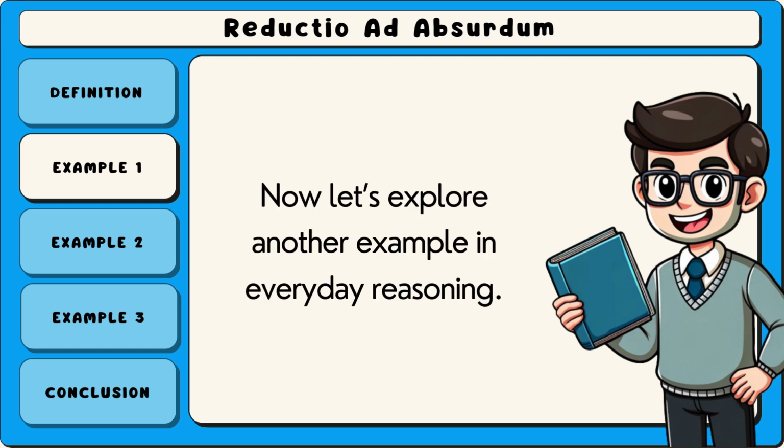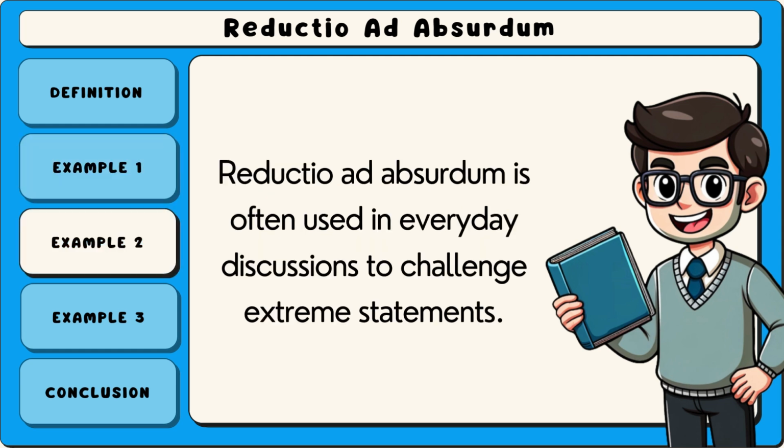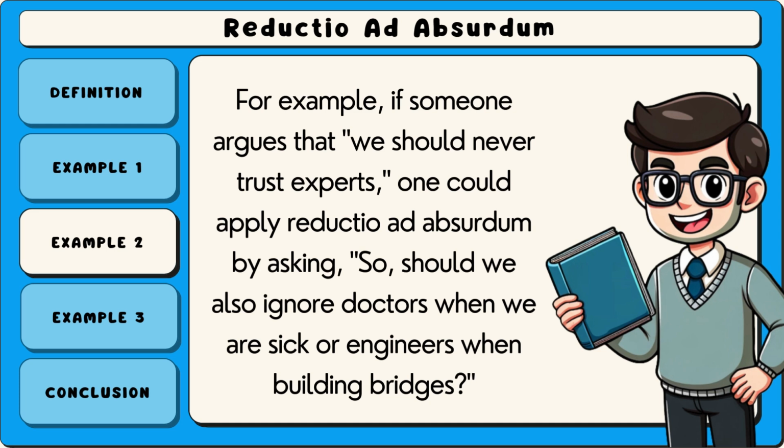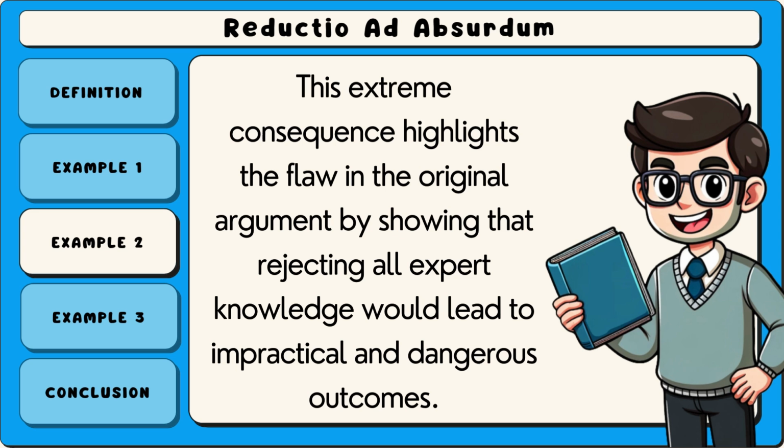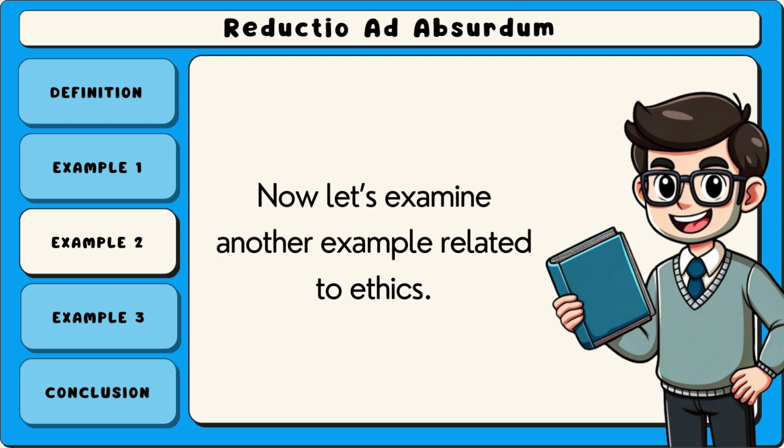Now let's explore another example in everyday reasoning. Reductio ad absurdum is often used in everyday discussions to challenge extreme statements. For example, if someone argues that we should never trust experts, one could apply reductio ad absurdum by asking, "So should we also ignore doctors when we are sick, or engineers when building bridges?" This extreme consequence highlights the flaw in the original argument by showing that rejecting all expert knowledge would lead to impractical and dangerous outcomes.